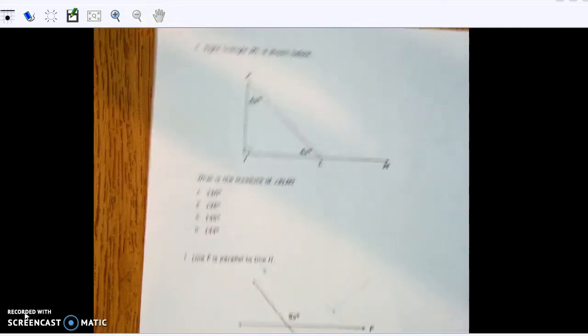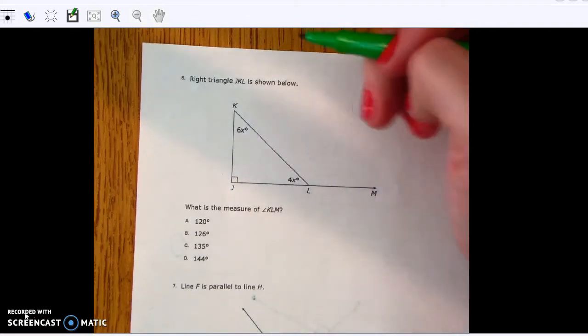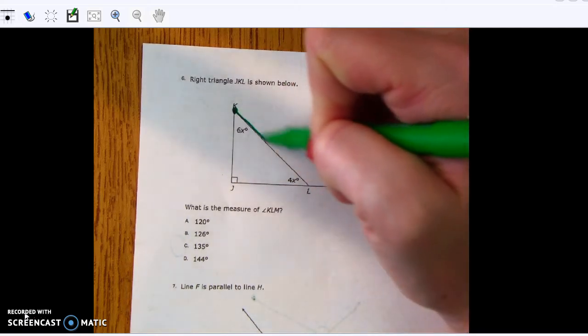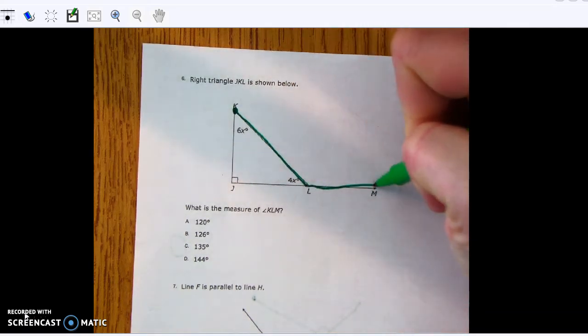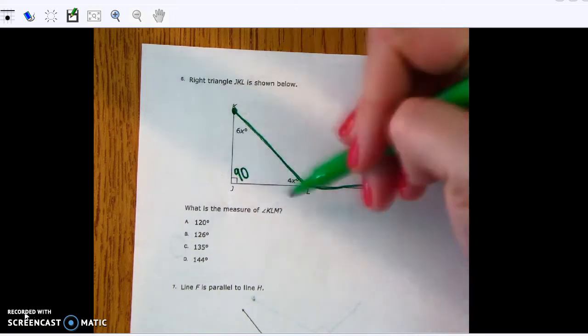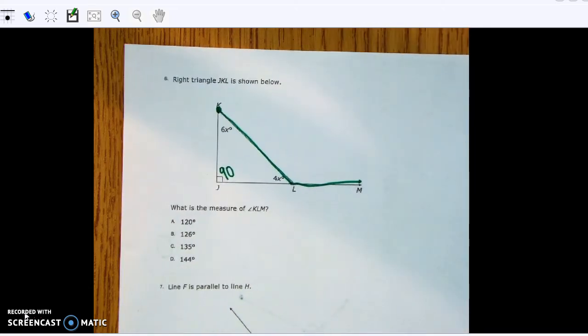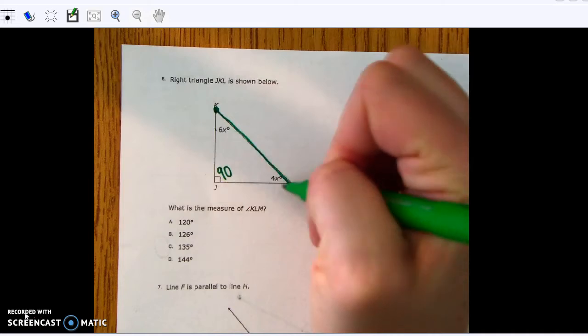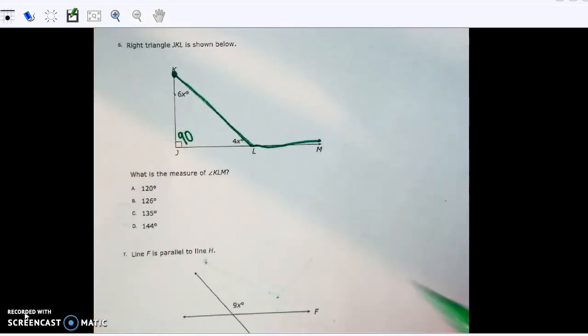On to the other side, I have a right triangle, JKL. What is the measure of K? Here's K, L, M. Well, I know this is 90 because of the box. Again, though, I'm going to have to figure out what X is. So to figure out what X is, I know all the angles in this triangle add to 180 degrees.